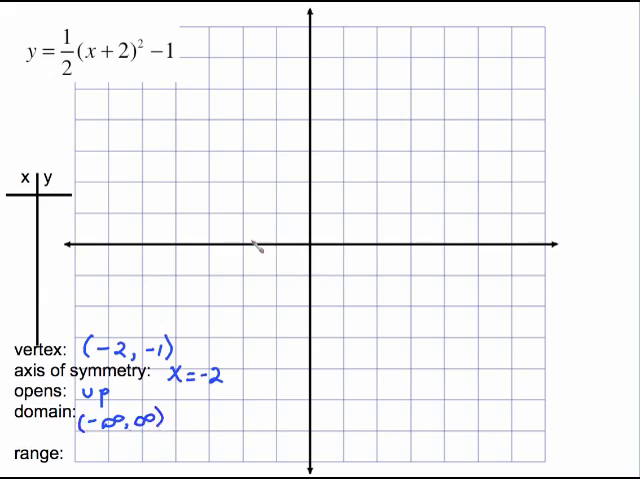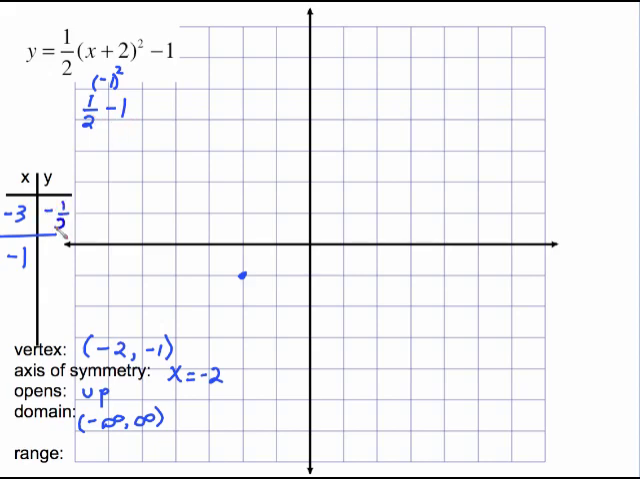Let's graph that -2, -1. We need to pick the x value immediately to the left of that, which would be -3, and pick the x value immediately to the right of that, which is -1. Let's do this arithmetic. Put -3 in here. -3 plus 2 is -1, but -1 squared is 1. 1/2 times 1 is a half. 1/2 minus 1 is -1/2.